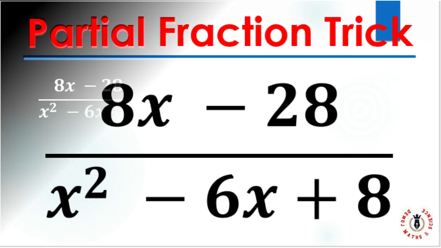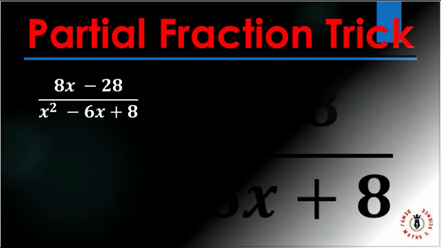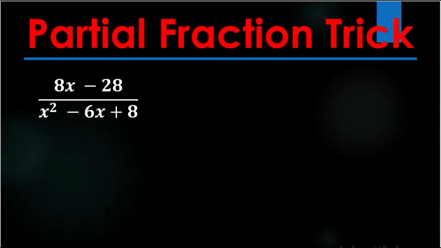That said, let's get into class. Now, we'll be using this question to help us understand how to use our super fast trick to perform partial fractions. Like we do in partial fractions, the first thing that we want to do is to break down the denominator. My denominator says x squared minus 6x plus 8.